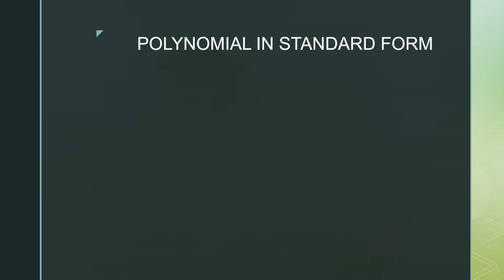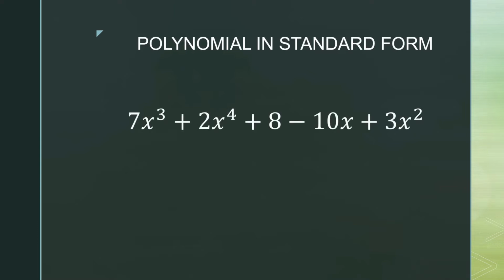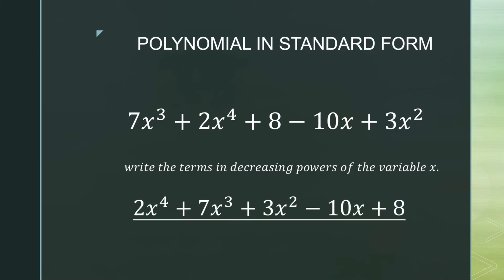Let us learn how to write a polynomial in standard form. For example, we have 7x cubed plus 2x to the fourth plus 8 minus 10x plus 3x squared. We will just write the terms in decreasing powers of the variable x, so that we could get 2x to the fourth plus 7x cubed plus 3x squared minus 10x plus 8.